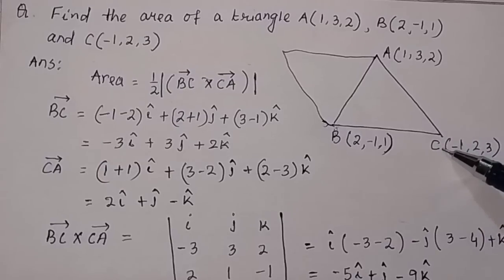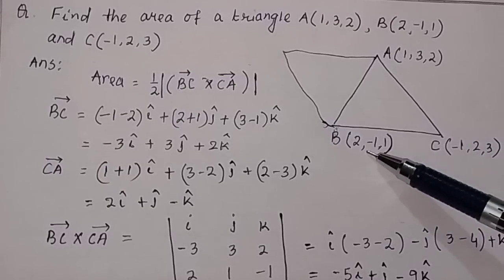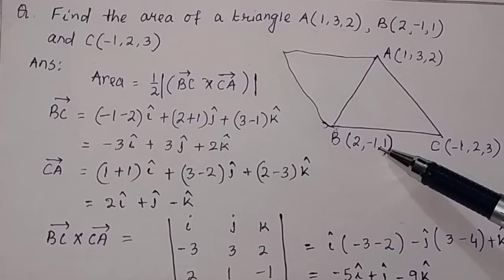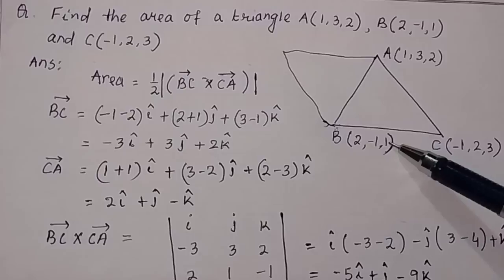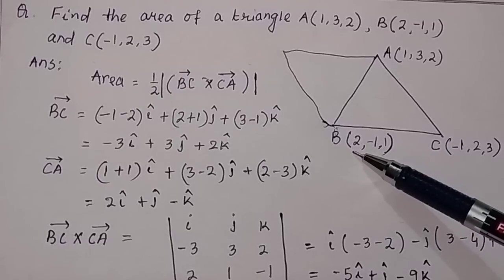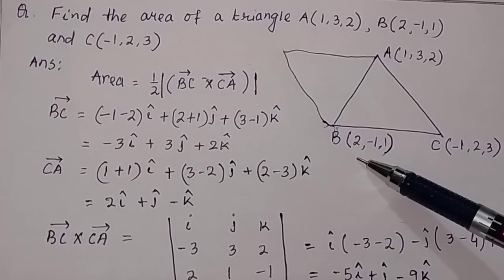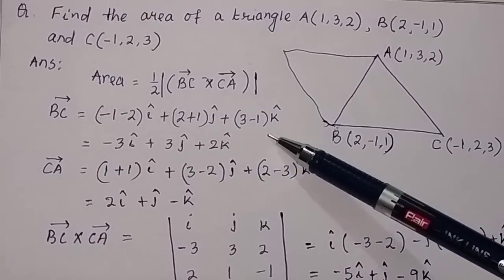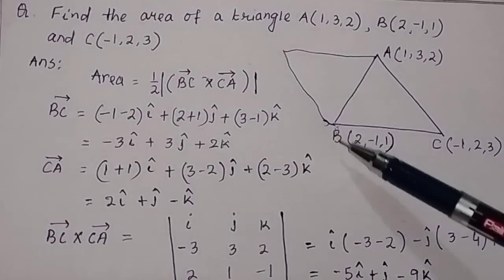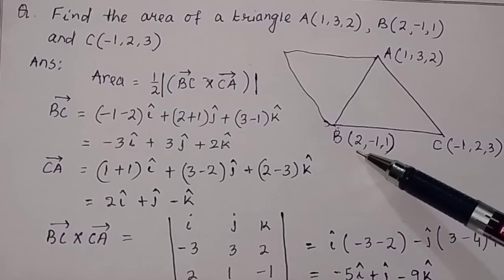BC will be equal to, as you know, if you have two coordinates, suppose x1, y1, z1 and x2, y2, z2, then the distance between the two coordinates will be equal to (x2 minus x1) i cap plus (y2 minus y1) j cap plus (z2 minus z1) k cap. That formula you apply here.